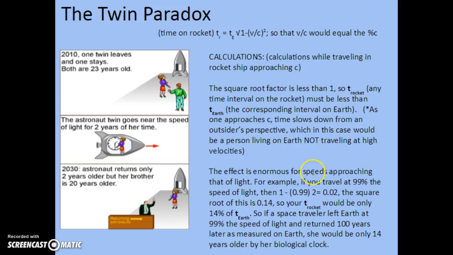And the effect is enormous for speeds approaching that of the speed of light. So if you're traveling at 99% the speed of light, then you're only going to be aging at 14% of the time on Earth. So if somebody left and returned 100 Earth years later, they would have only aged 14 years by their biological clock. So that concludes special relativity.